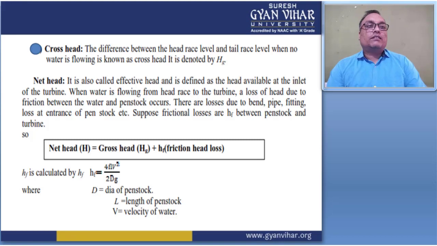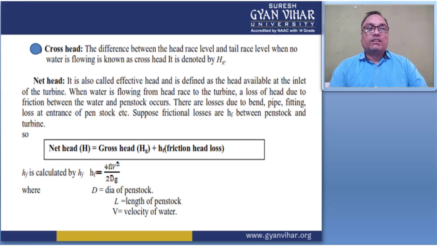For example, suppose the friction losses are HF between the penstock and the turbine. So the net head H equals the gross head minus HF. This is the friction head loss, and HF is calculated by HF equals 4fLV squared divided by 2dg.